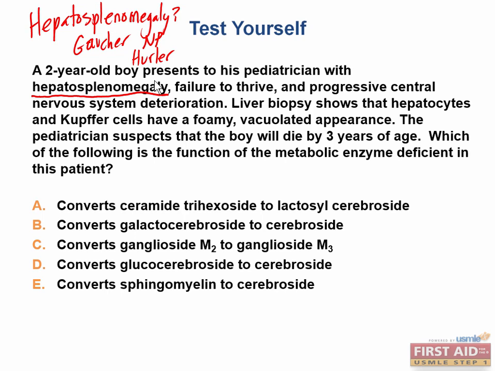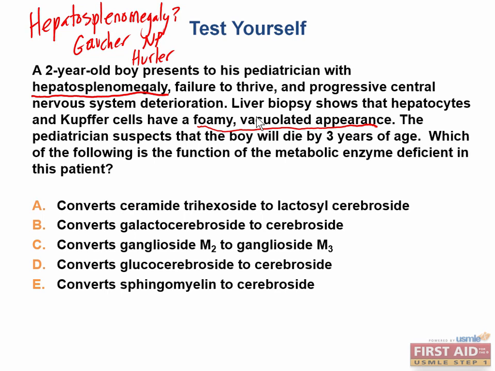The next major clue for me would be the description of the liver biopsy. Here we're going to have hepatocytes and Kupffer cells that have a foamy, vacuolated appearance. So I'm just going to underline that because that'll give us a clue. It kind of sounds like they're trying to describe a foam cell, right? In Niemann-Pick disease, foam cells are a key buzzword. Okay, so we've now determined that this boy has Niemann-Pick disease. That's only half of the battle though. We now need to know what metabolic enzyme is missing.